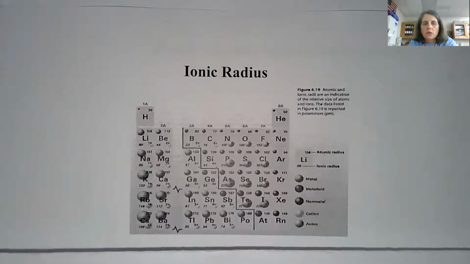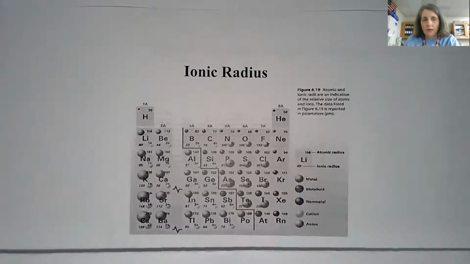So this video is going to cover ionic radius. Before we talk about ionic radius, we need to talk about ions to make sure that everybody understands what we are comparing when we are talking about ionic radius. So ionic radius are either cations or anions.